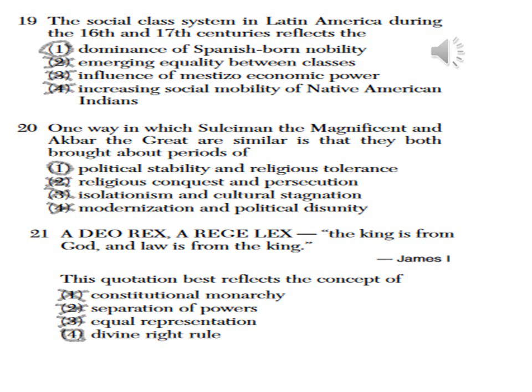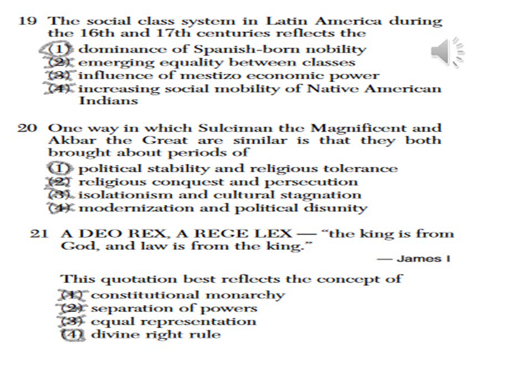Obviously the answer is 1, because 16th and 17th century Latin America was very race-based. It was a society based on race. So, Spanish-born nobility, Spanish Europeans were on top. Mestizos were usually in the middle, and Native Americans were on the very bottom. So number 1 is the right answer. The rest don't make any sense. 2, 3, and 4 don't make any sense.